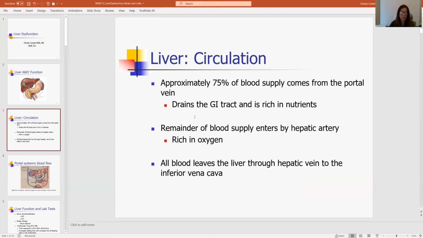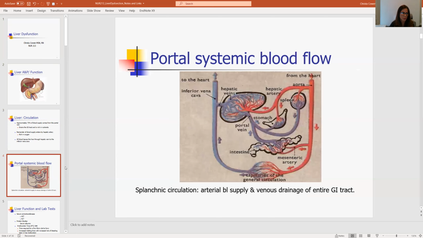All right, so on here is just a recap probably of most of the things we talked about, so that you can read that at your leisure. Okay, here is a schematic of the portal systemic blood flow for those of you who like to think in schema. This is kind of a picture of the portal systemic blood flow.